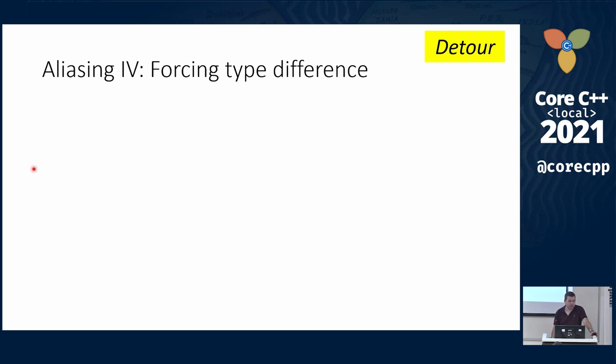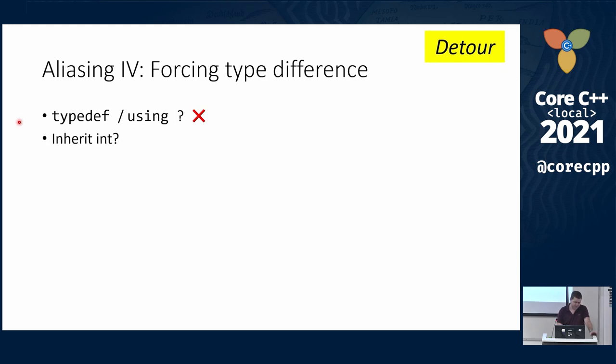Let's make one of them not an int. How could we go about that? The first thing I tried was typedef. It doesn't work. Typedef, or the more modern version using, does not generate a new type. It generates a new name for an existing type.